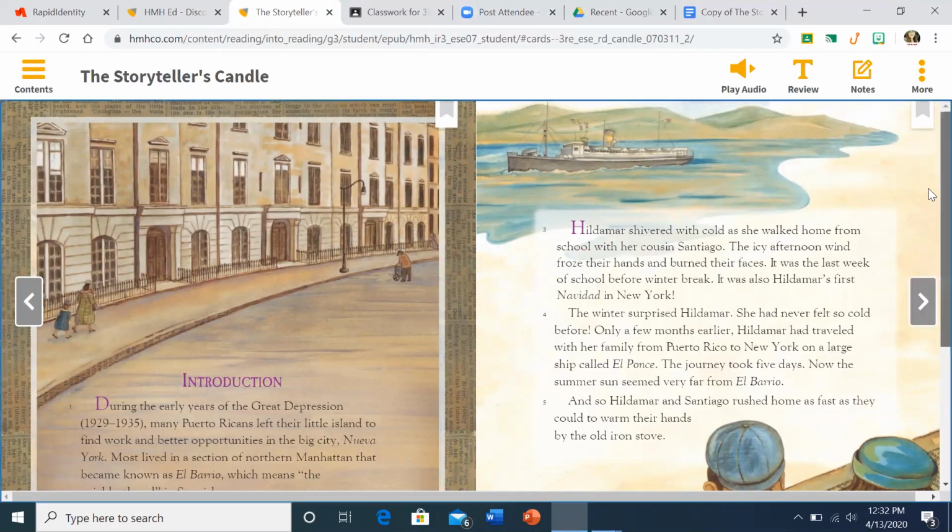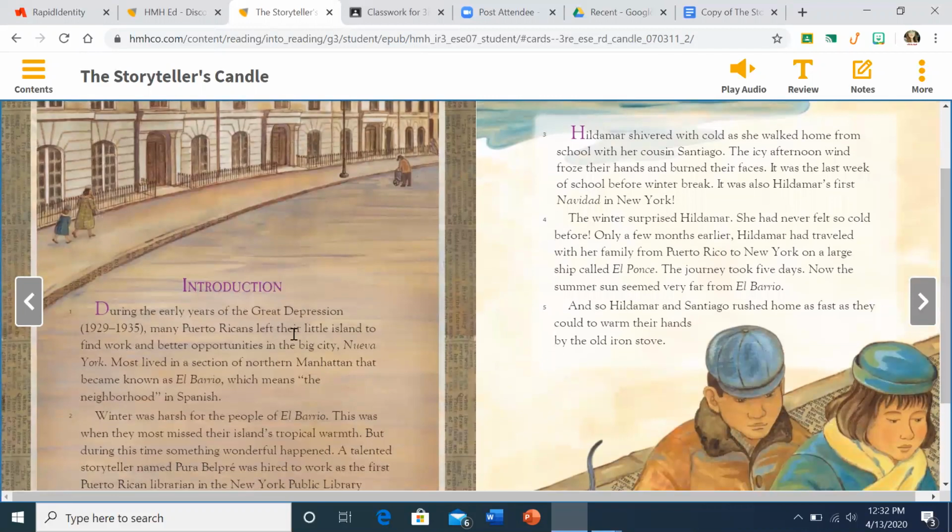Ooh. There's a subheading where it says introduction. And then it says something that stood out to me, during the early years of the Great Depression, and it has dates here. So during the Great Depression, it was a time where a lot of the world did not have very much money at all, and a lot of people didn't have jobs. So I'm assuming that this happened during the Great Depression.